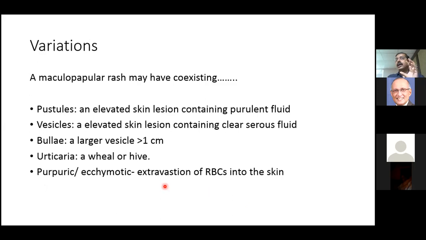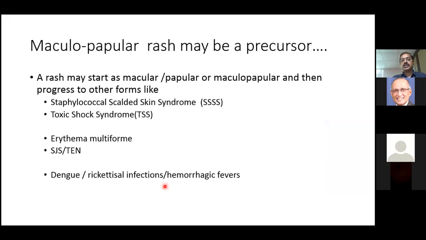So I have so far mentioned maculopapular rash. Now we're going one step ahead and saying a maculopapular rash can coexist or can progress to others. For example, it can be associated with pustules, vesicles, bulla, or urticarial rash. Vasculitis is a very classical example where you can get a maculopapular rash along with an urticarial rash. Or it can be associated with purpuric lesions, like I mentioned.